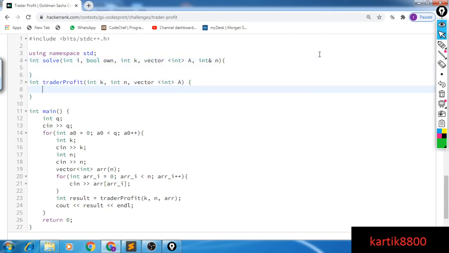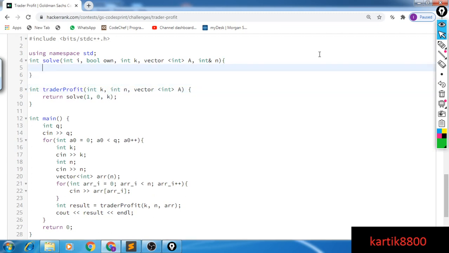And here I will simply say initially I am at day number 1, and so I'll be calling solve day number 1. What is the best benefit that I could get from day number 1 till day number n, if I do not own a stock initially, and I can make at most k transactions? That's the answer I'll be returning. This solve function will help me evaluate that answer.